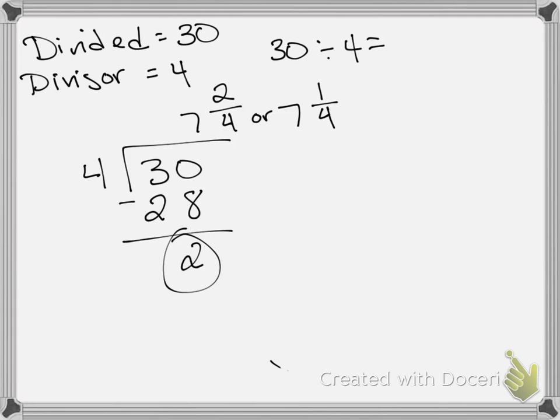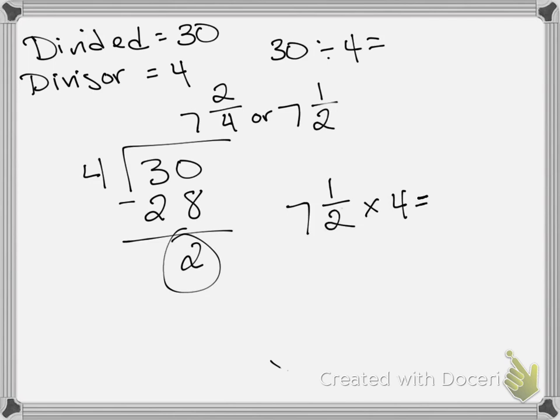And then we check our work. So 7 1/4 times 4 equals what? Look at that. I messed up right here. That should be 1/2. Glad I caught myself because that's why we check our work.